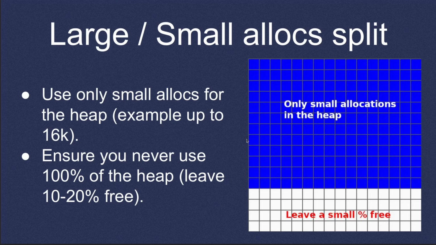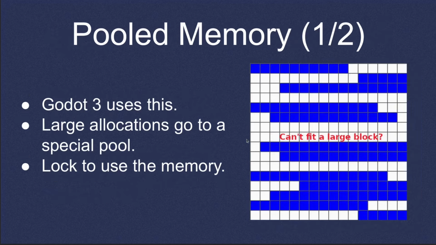There's a relationship between the size of the heap, the percent of the heap you leave free just for fragmentation, and the amount of memory you have that is going to make it really difficult to get out of memory due to fragmentation. So this is how you normally handle the small allocations and how you avoid these situations from happening. So what do you do with the large allocations?